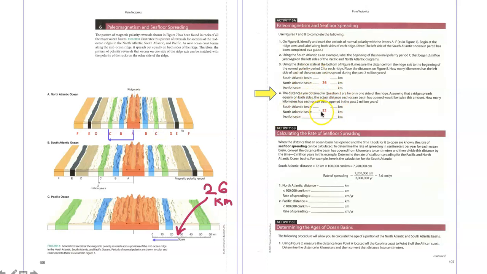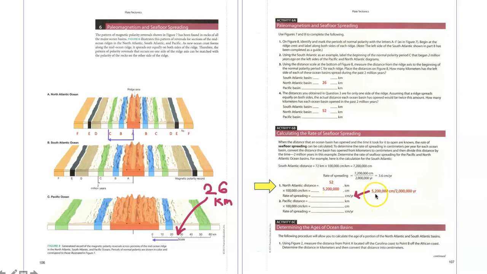So we double 26 and we get 52. We're then going to calculate the rate of spreading because we know the distance and we know the time, which was 2 million years. We have 52 kilometers of spreading, and we're going to turn that into centimeters because we want to make sure we have a number that's in centimeters per year.